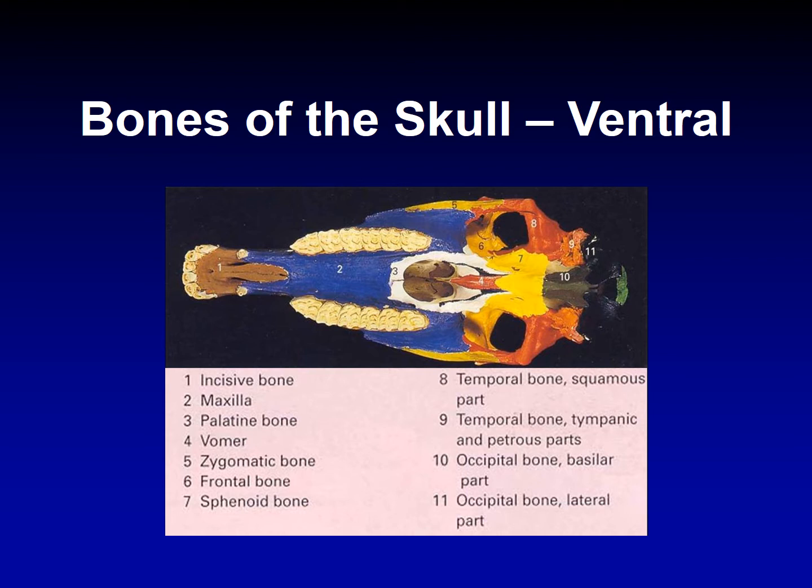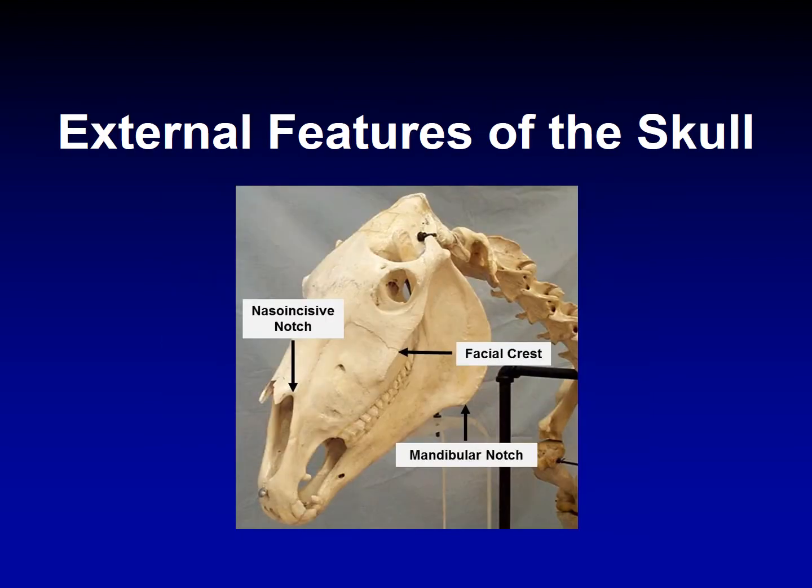Let's see what kind of superficial features we will have there too. I would like you to remember three external features on the equine skull: the naso-incisive notch, the facial crest, and the mandibular notch. Three external features.